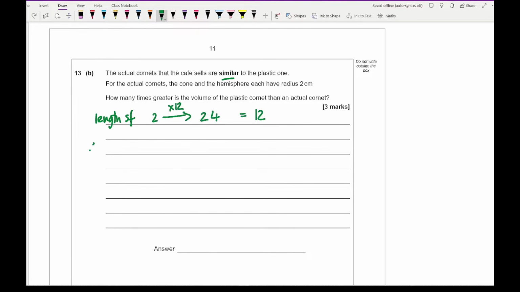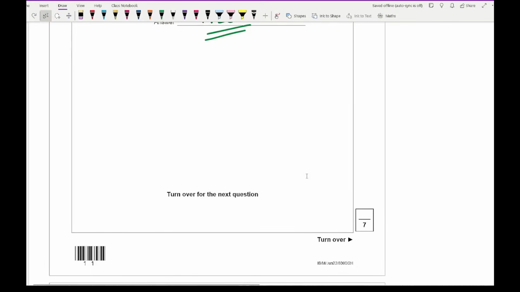So therefore, that means that the volume scale factor is going to be 12 cubed. And if I type that into my calculator, 12 cubed, that gives me an answer of 1728. So the plastic cornet volume is going to be 1728 times bigger than the volume of the actual cornet.